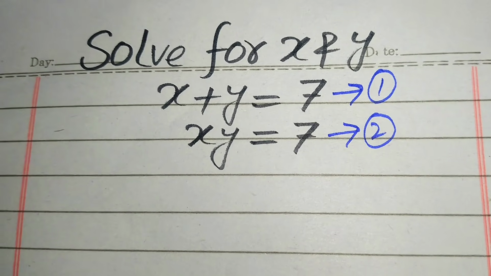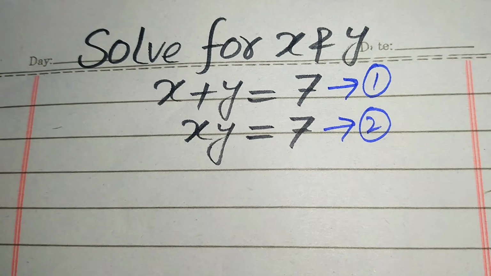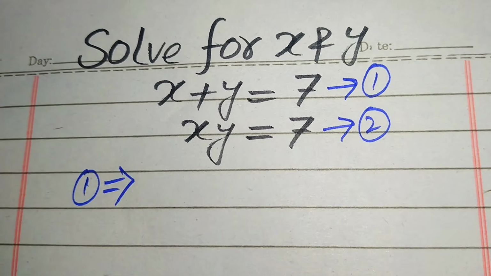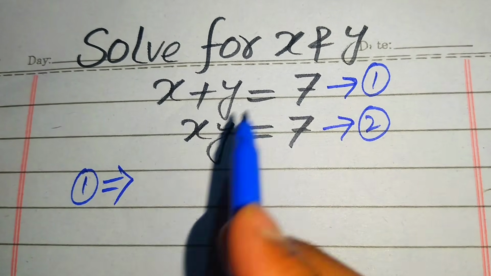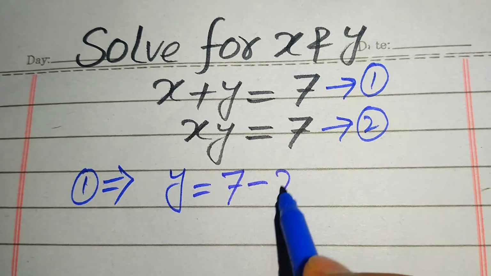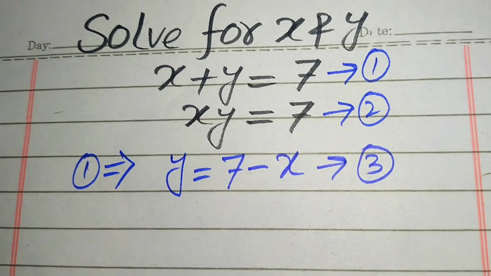And here first you see that these are two simultaneous equations, and now for the values of x and y we need to focus on equation number 1. And equation number 1 implies that here we move the value x to the right hand side and we get y is equal to 7 minus x, and we call this our equation number 3.